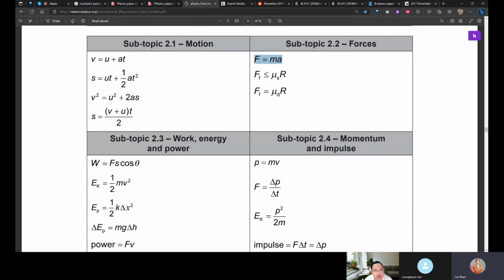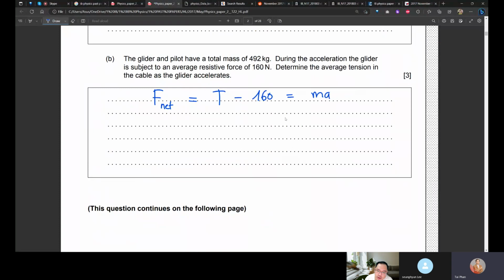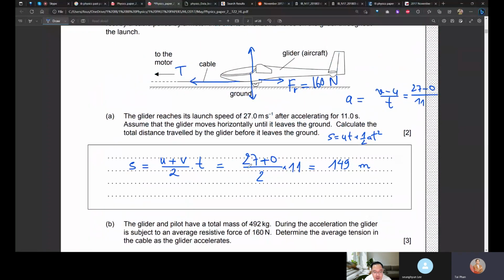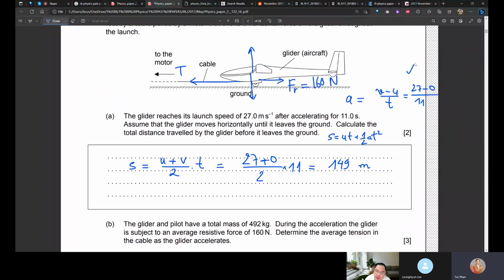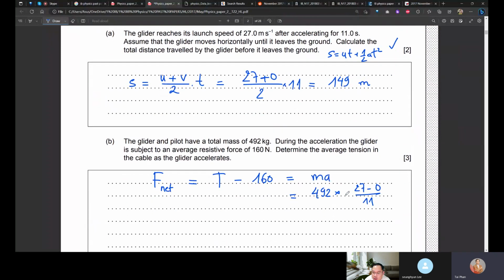So multiplying the mass 490 kilogram with the acceleration. What is the acceleration? We have to calculate that: 27 minus 0 divided by 11. Because we didn't do the calculation of acceleration in question A, we have to do it here. If in question A you used this method, calculating acceleration using this formula, you don't need to repeat the calculation, just get the value from question A.